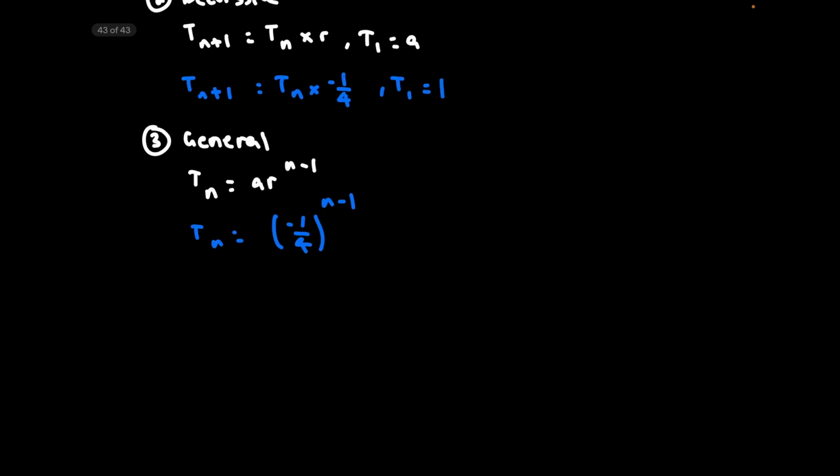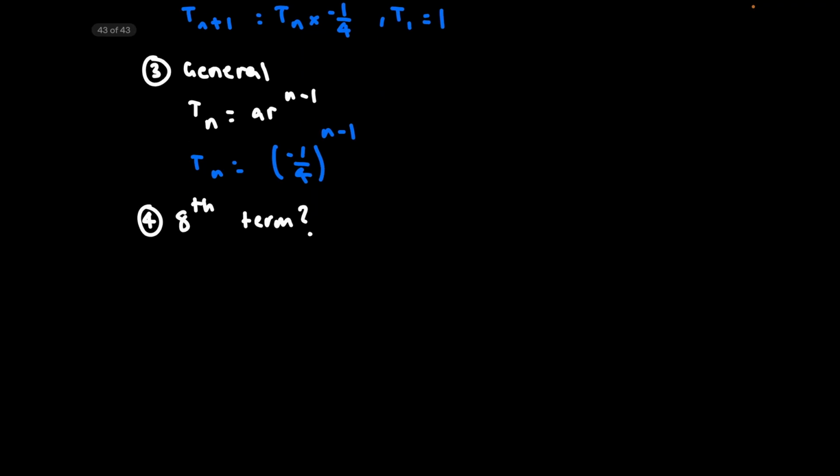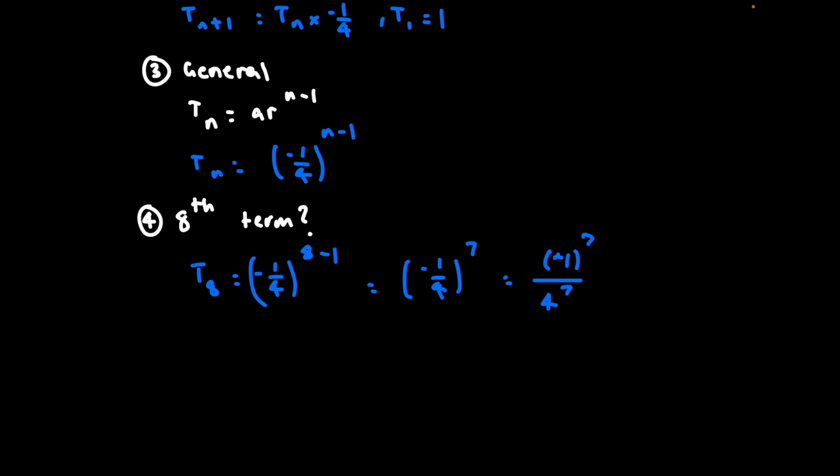So now I would like you to work out, for question 4, what is the 8th term of this sequence? Well, I would use the general rule in this case. So the general rule states that T8 is the same as -1/4 to the power of 8 minus 1, which is just -1/4 to the power of 7. To simplify this, that's the same as -1 to the power of 7 divided by 4 to the power of 7. -1 to the power of 7 is just -1, divided by 4 to the power of 7. I'm not going to work this out, you can do this at home yourself, but that is how you work out the 8th term of this question.